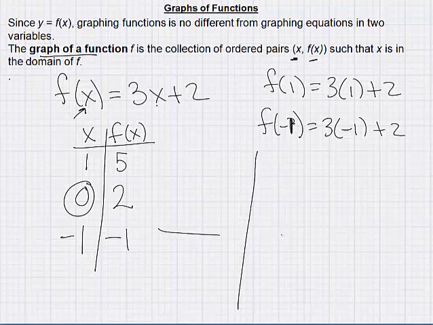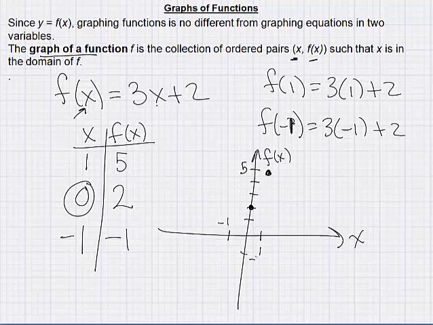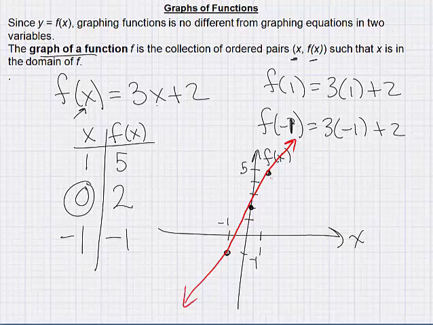So I put that in my x, f of x plane, which is normally x, y, your x-axis and your y-axis, but we have x, f of x now. So I go, okay, 1 for my x, 5 for my f of x, and that gives me this point right here. 0, 2 puts me right here. -1, -1, there's -1, there's -1, it puts me there. So I connect the dots and I get the graph. This should be a line.